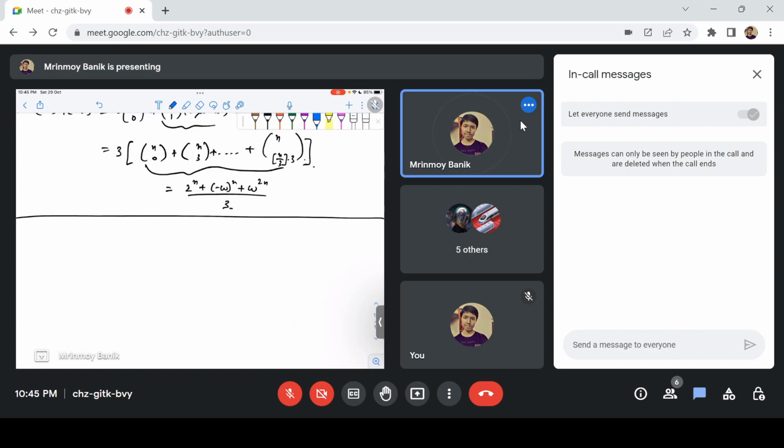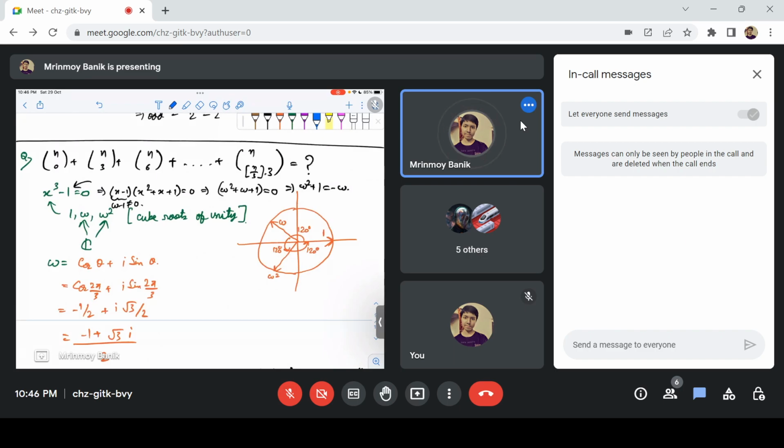Right. Similarly, you can use fourth roots of unity, fifth roots of unity, and all those after that to find the coefficients which are 3 apart or 4 apart. Let's move on to something even more troublesome.